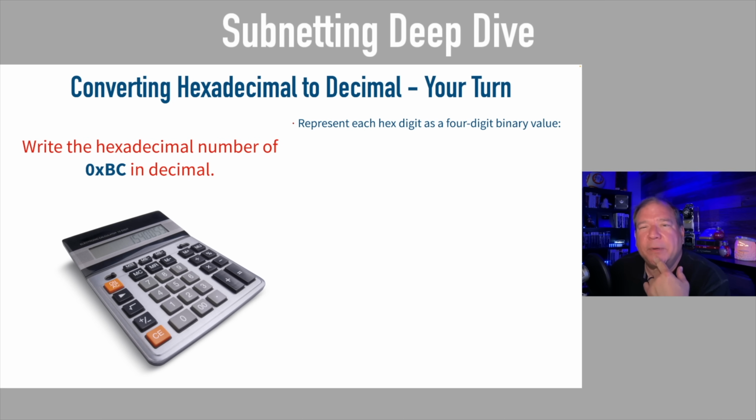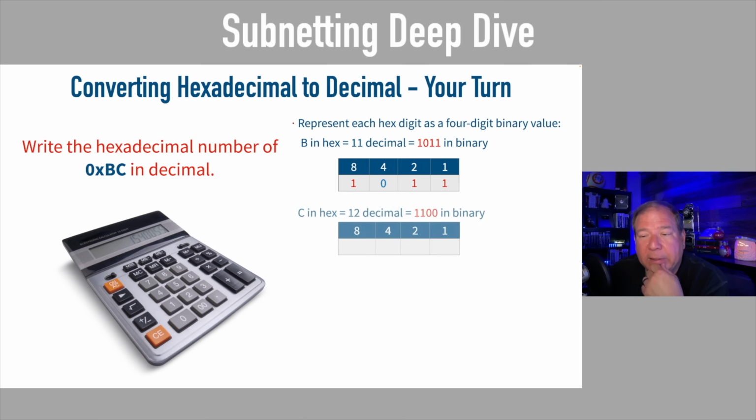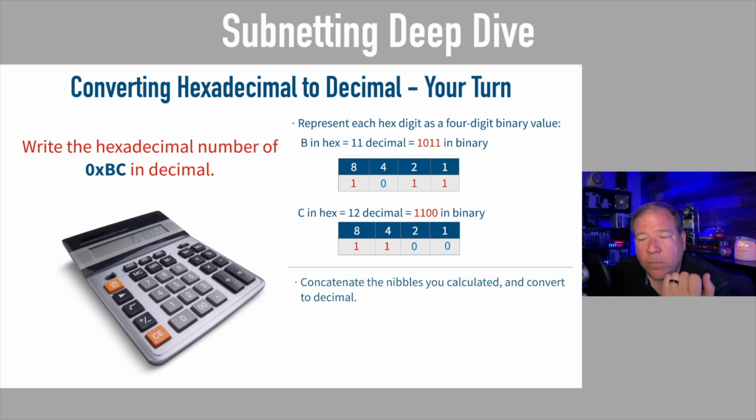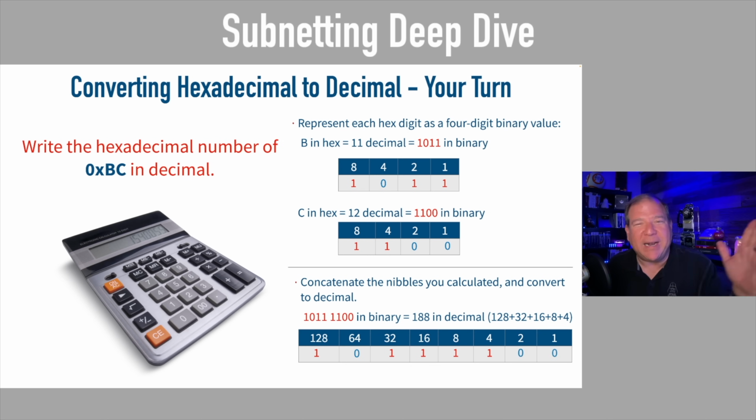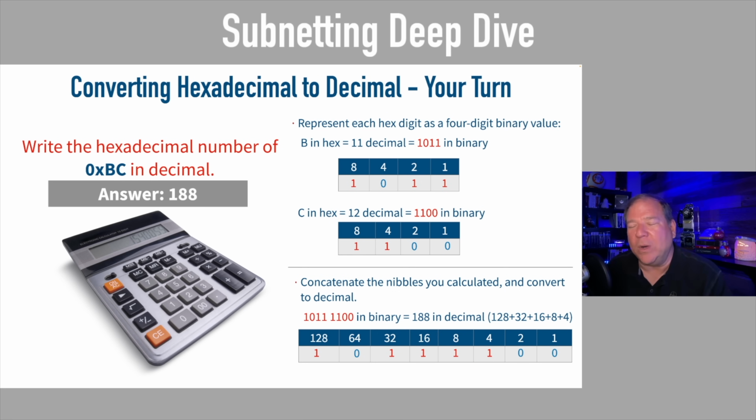First, we want to represent each hex digit as its binary equivalent. A B is 11 in decimal, which is 1011 in binary. A C is 12 in decimal, which we can write as 1100. We concatenate those together and it's 10111100. We put that in our 8-column table and add up 128 plus 32 plus 16 plus 8 plus 4, and that gives us 188.